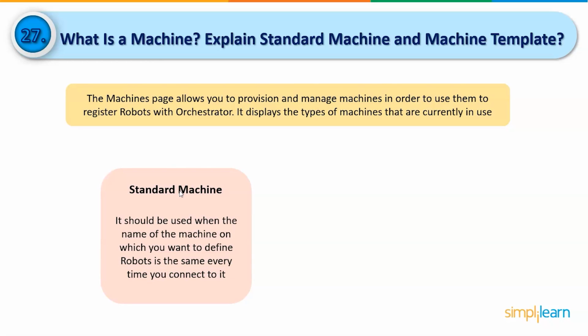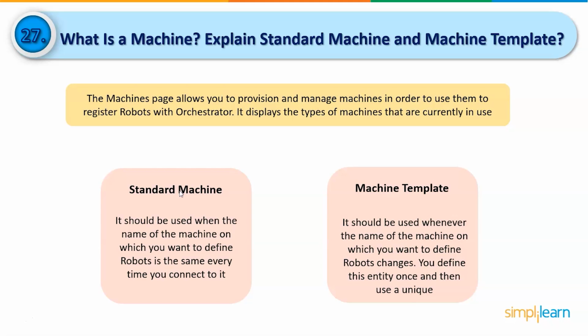Standard machine. It should be used when the name of the machine on which you want to define robots is the same every time you connect to it. You define the machine once and then you can connect as many robots as you want from the robots page. Machine template. It should be used whenever the name of the machine on which you want to define robots changes. You represent this entity once and then you use a unique Active Directory username to connect to any number of attended floating robots.